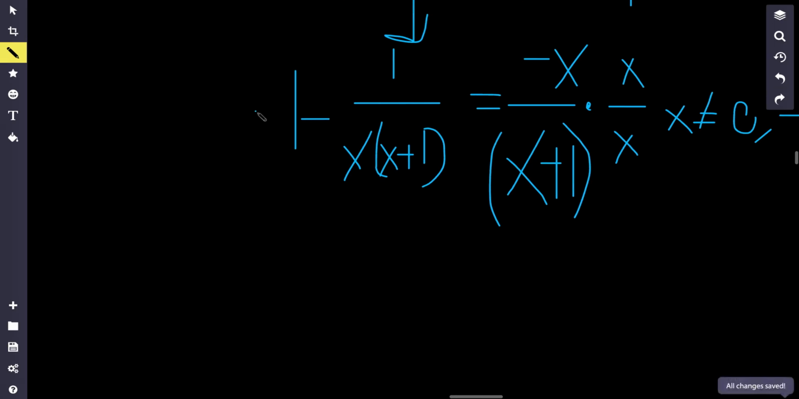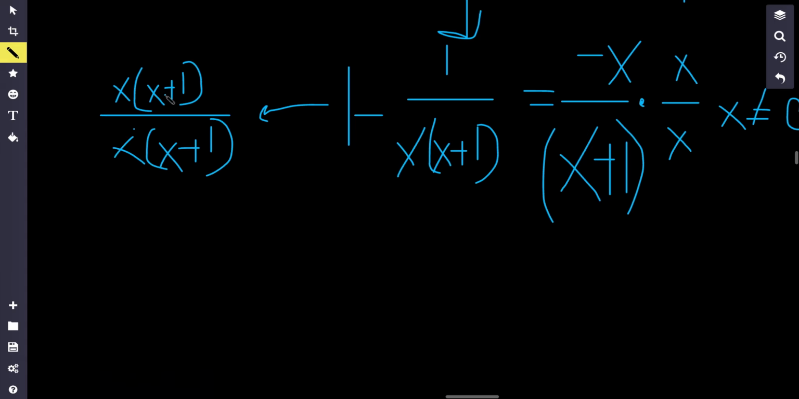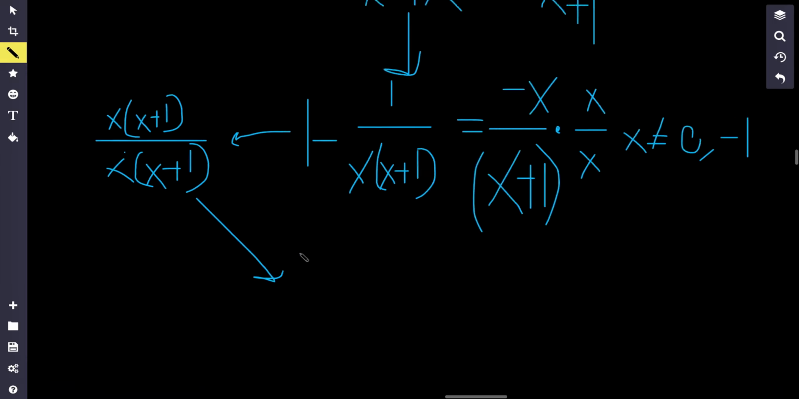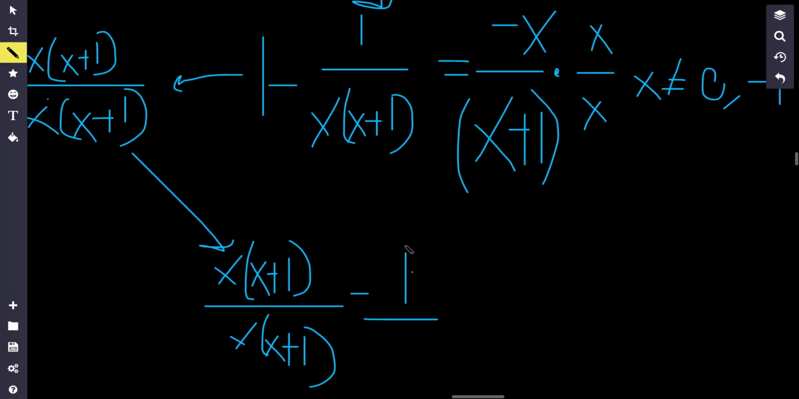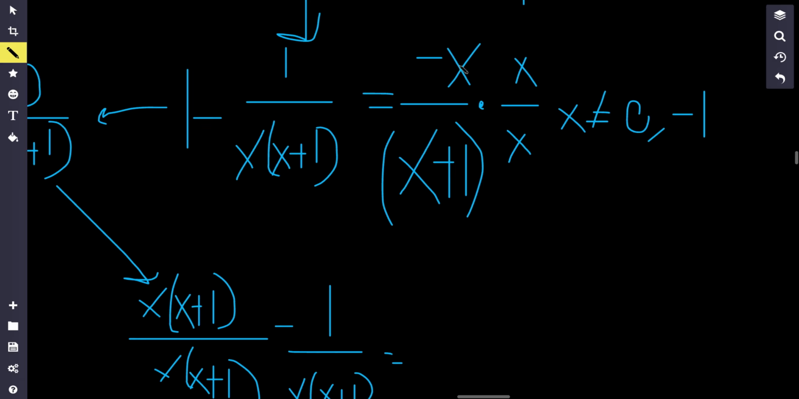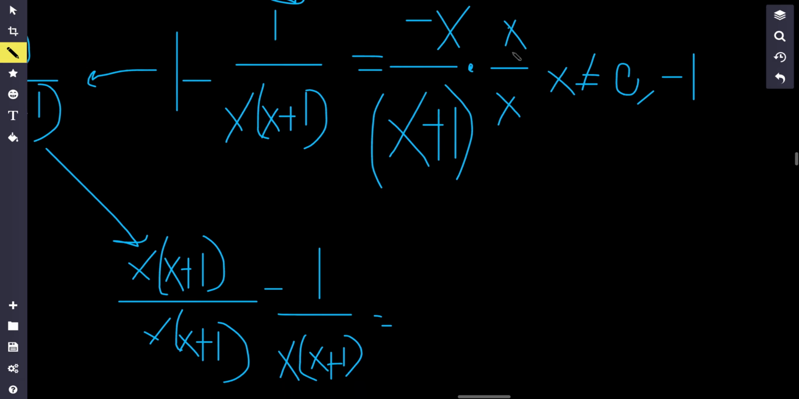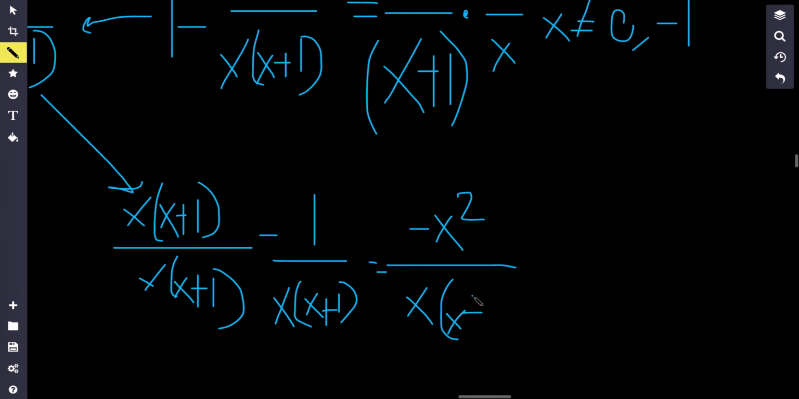And for this 1 right over here, I can rewrite 1 as x times x plus 1 divided by x times x plus 1, right? I can rewrite 1 as this. So putting everything together, I can write it as x times x plus 1 divided by x times x plus 1. And then this is going to be minus 1 over x times x plus 1. And this is going to be equal to, so this part of my equation, negative x times x is negative x squared, divided by x times x plus 1.